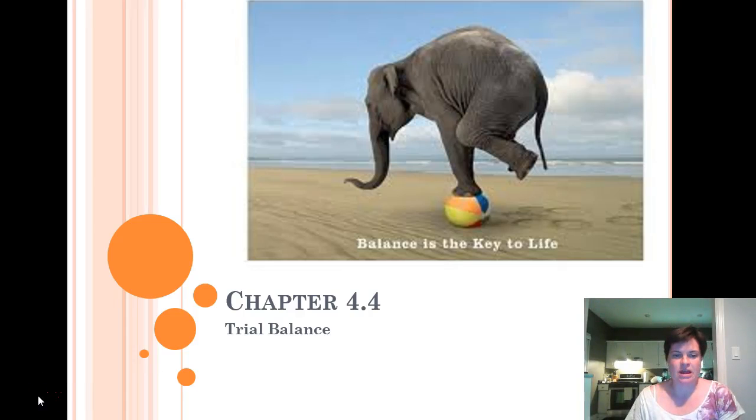We are now nearing the end of Chapter 4. And so in Chapter 4 so far, you've learned some really important things. You've learned about debit-credit theory and the importance that every transaction must have a debit and must have a credit, and that the debits and credits for every transaction must equal.